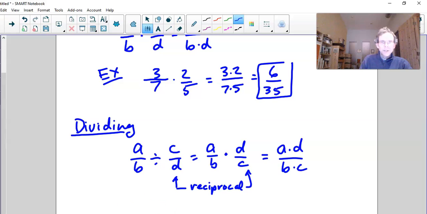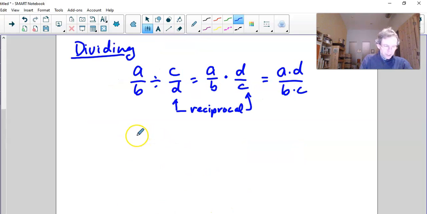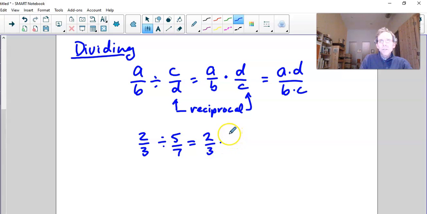Let's do a quick example of this. Let's say we have 2/3 divided by 5/7. That's going to become 2/3 times the reciprocal of 5/7, which is 7/5. Then we multiply the numerators, 2 times 7. We multiply the denominators, 3 times 5. And our end result is 14/15.